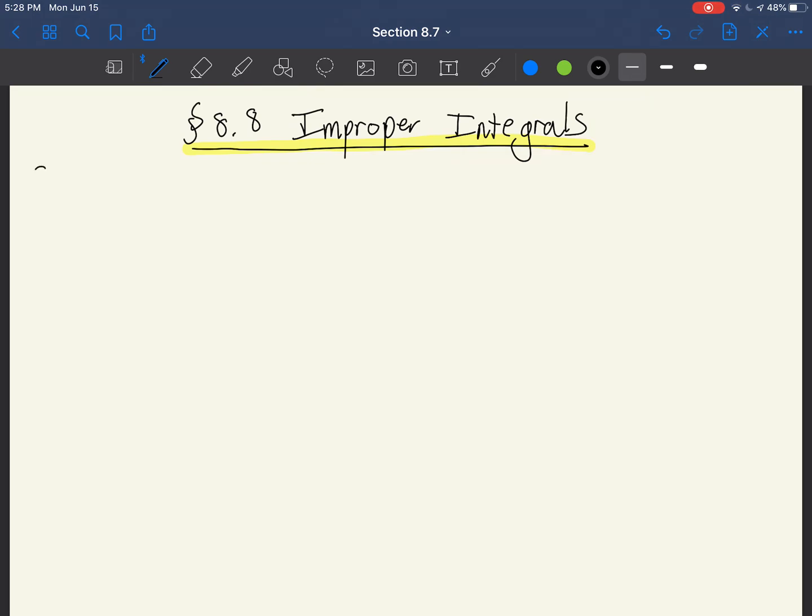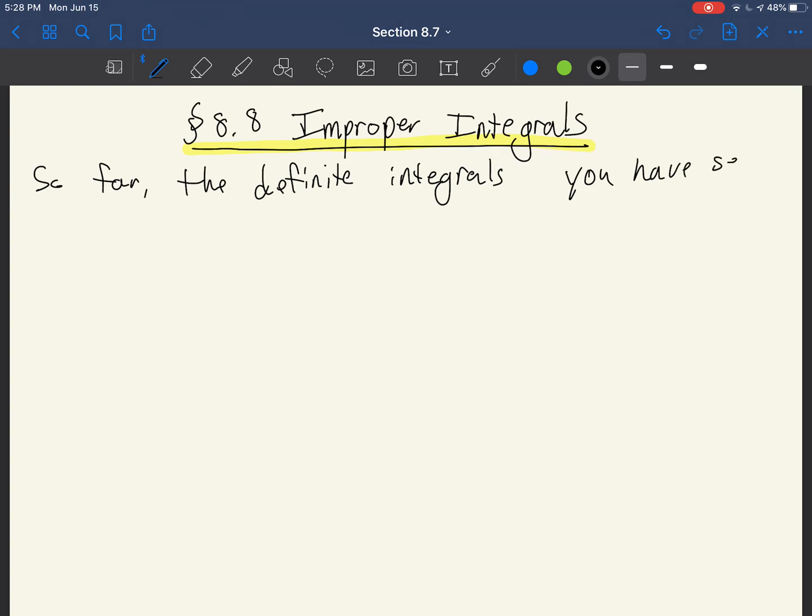Hello, today we finish up our topic on integrals. We're going to be doing section 8.8, which is improper integrals. So far, the definite integrals you have seen have been defined over a finite interval.